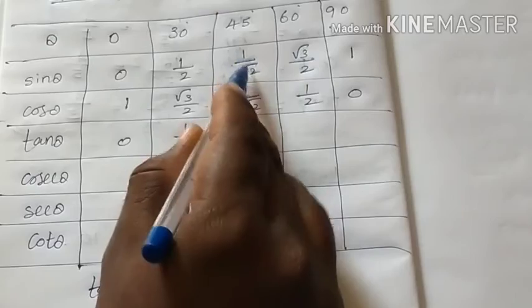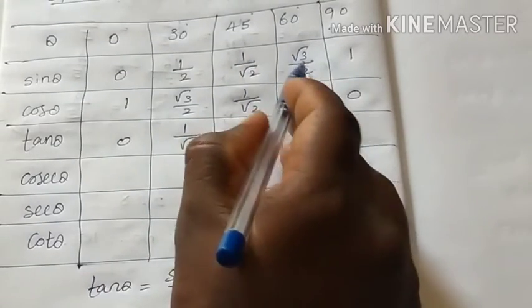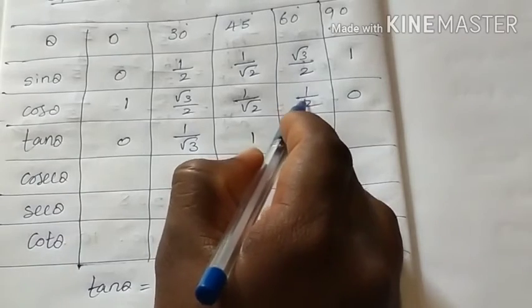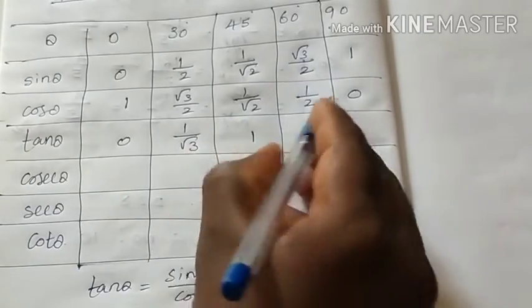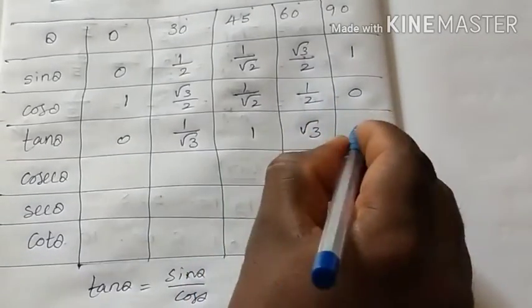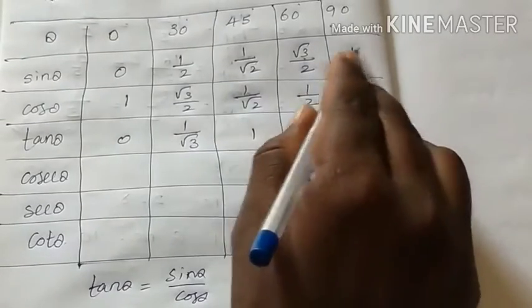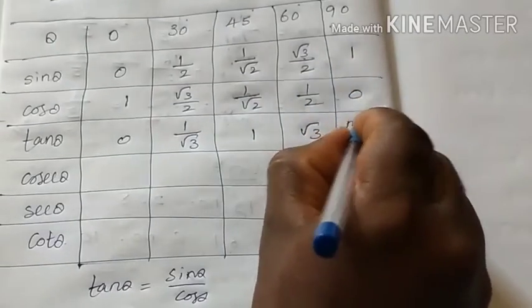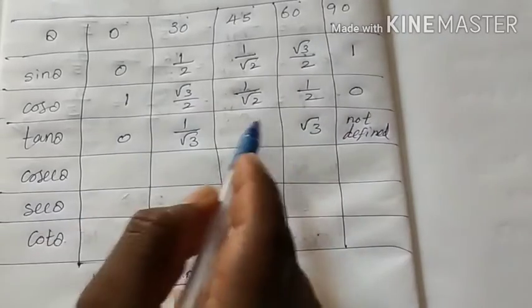Then 1 by root 2 divided by 1 by root 2 is 1. Then root 3 by 2 divided by 1 by 2: the 2s are cancelled, so root 3 by 1 is root 3. Then 1 by 0: any number divided by 0 is not defined, or infinity. Have you understood this concept?